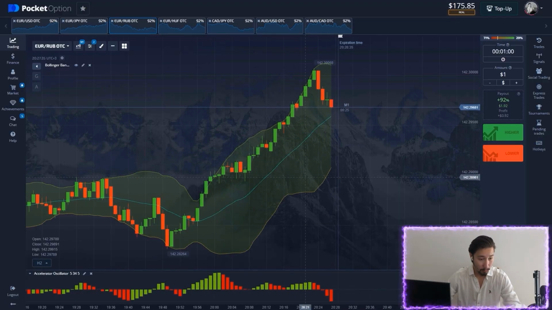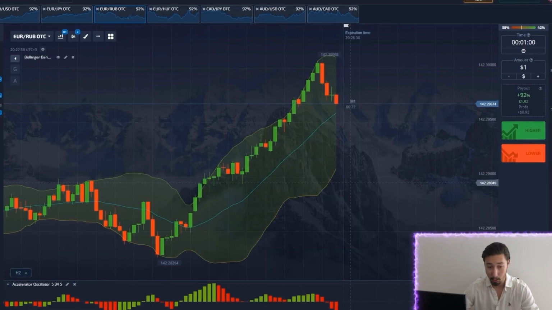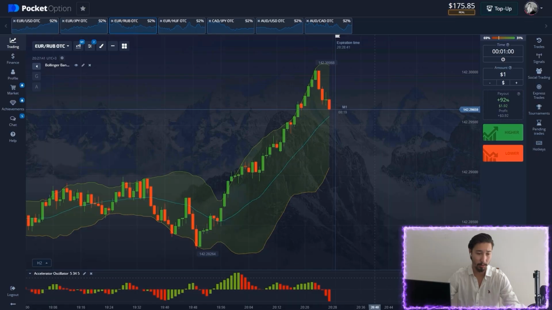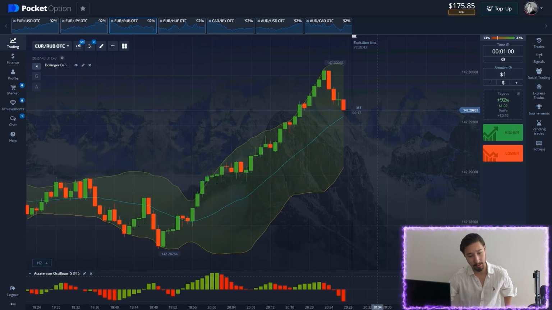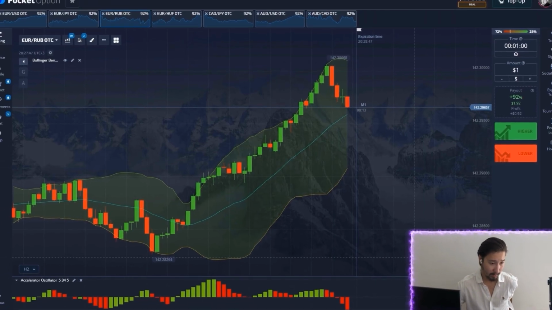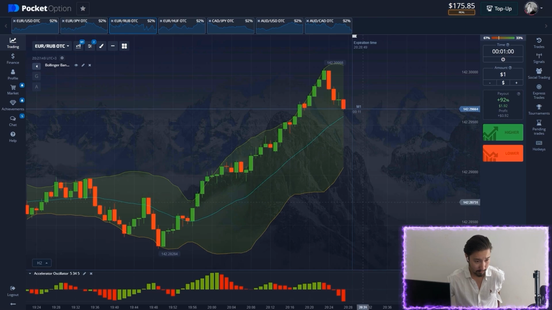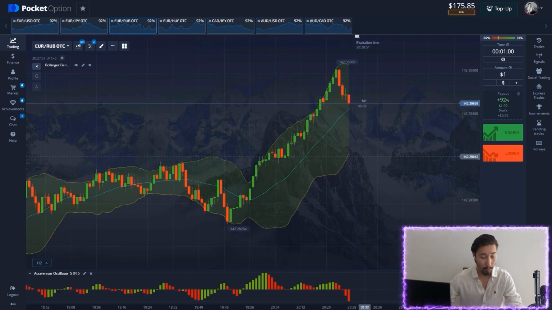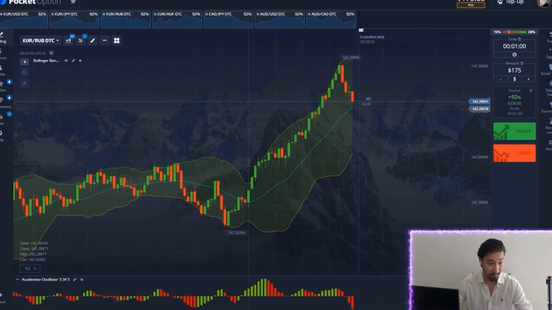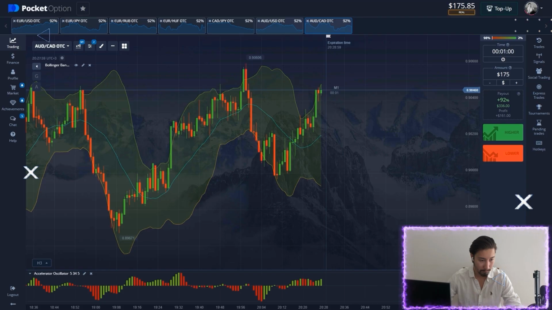Our main signal will be the touch of the upper or lower boundary of the Bollinger Bands, and also we're gonna watch the color of the histogram on the accelerator, and another signal is when the accelerator crosses level 0. I'll show you how it works in practice. Let's get started.